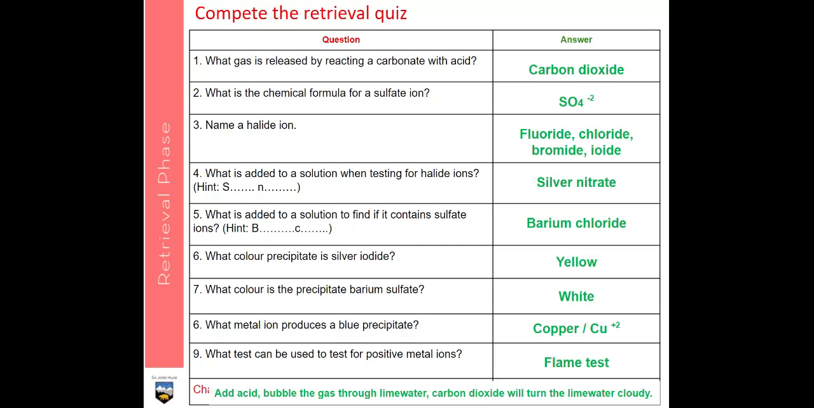Number 6, silver iodide is a yellow precipitate. Number 7, barium sulfate is white. Number 8, copper ions produce blue precipitate. Number 9, we can use a flame test. And the challenge, add acid to the solution. Bubble the gas through lime water. If the lime water turns cloudy, it is carbon dioxide gas.